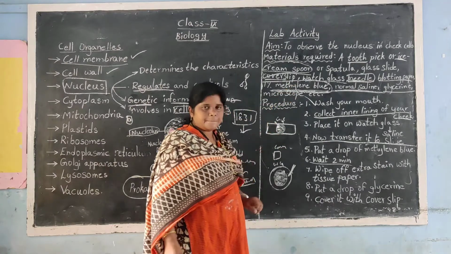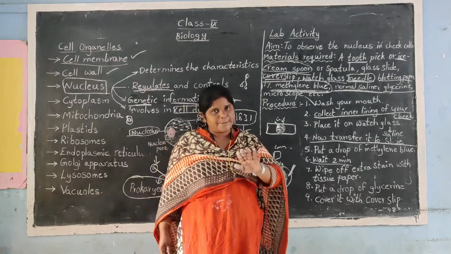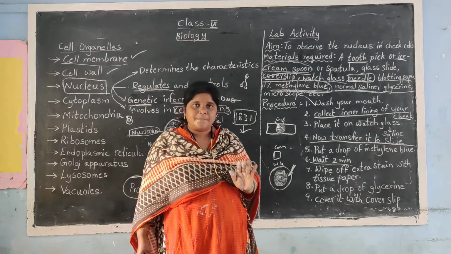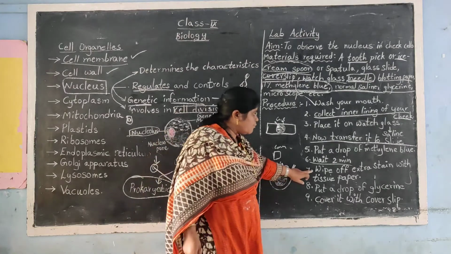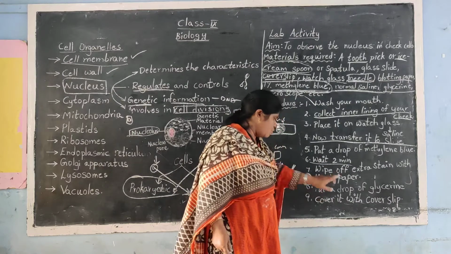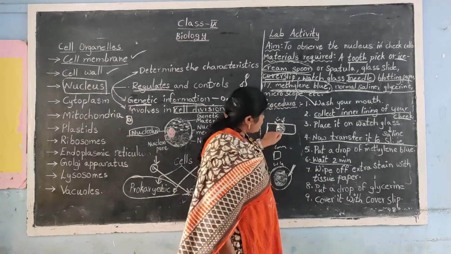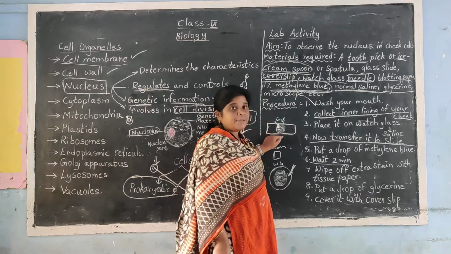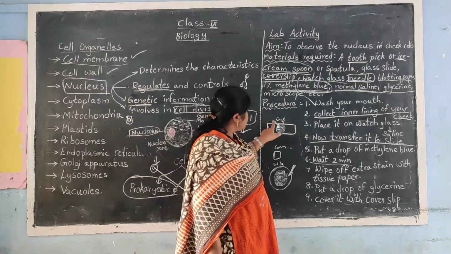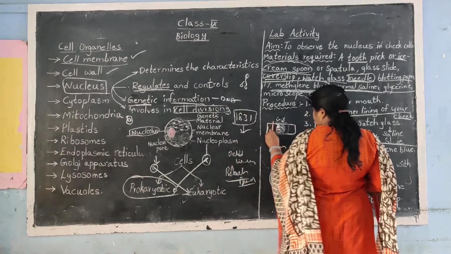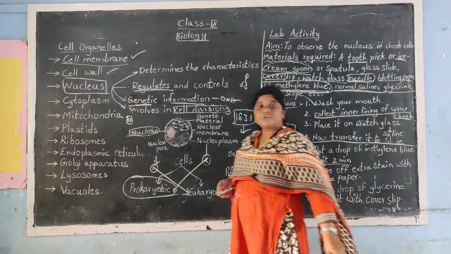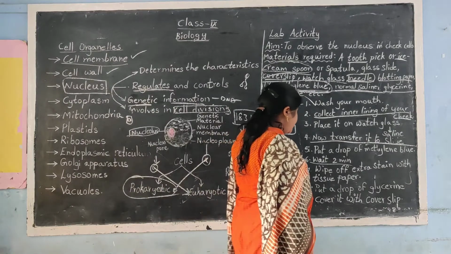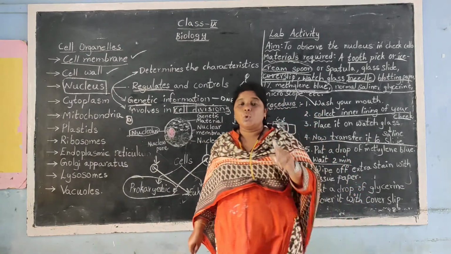Now, after 2 minutes, take the blotting paper and remove the excess stain from the slide. We wipe off the extra stain with tissue paper or blotting paper. Now put a drop of glycerin on it. After keeping glycerin on it, cover it with the cover slip. And after covering it with the cover slip, we have to observe it under the microscope.